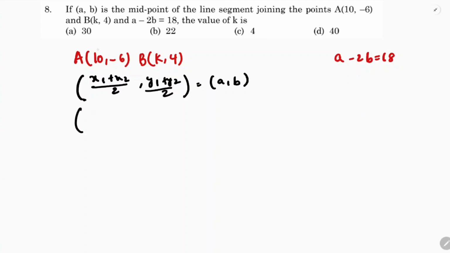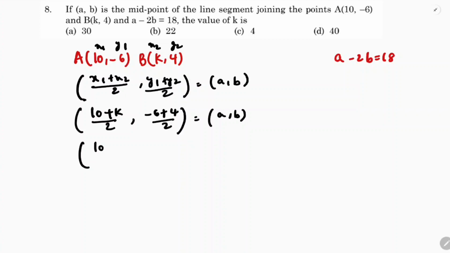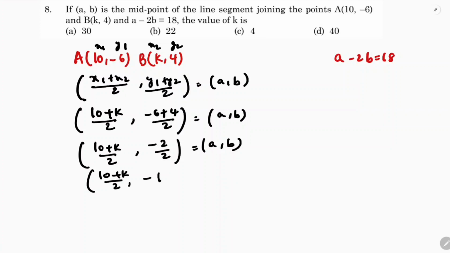So x1, y1, x2, y2: (10 plus k) by 2, (minus 6 plus 4) by 2. 10 plus k by 2 as it is, minus 6 plus 4 is minus 2 by 2, which is (a, b). Writing one more step, (10 plus k) by 2, minus 1 is (a, b). So the value of a is (10 plus k) by 2, and b is minus 1.